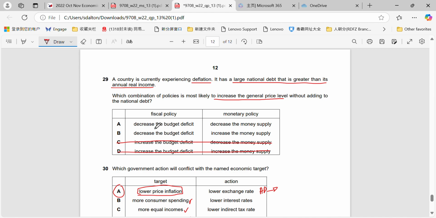So if we're trying to increase the general price level, what we're left with is choosing between decreasing money supply or increasing money supply. Increasing general price level, remember, we'd be looking for the expansionary policy. So that would be the expansionary monetary policy, which is to increase the money supply. AD would move right. If we decrease the money supply, that's a contractionary monetary policy. AD would move left. So B is the correct answer here.